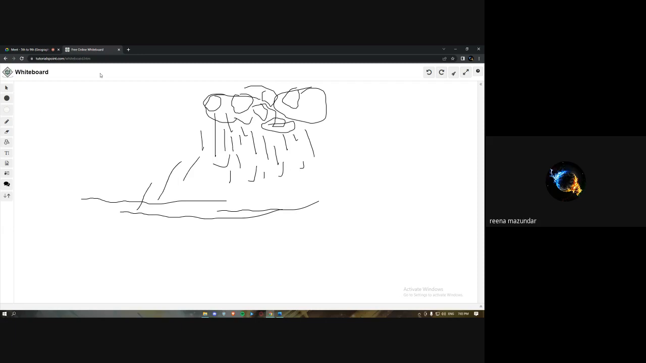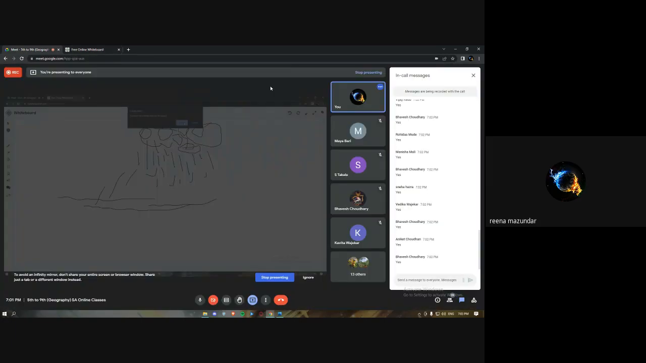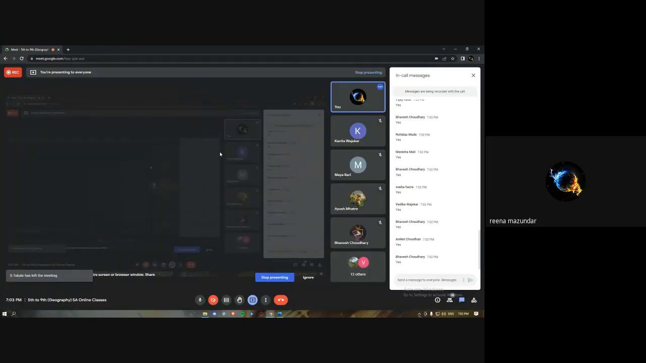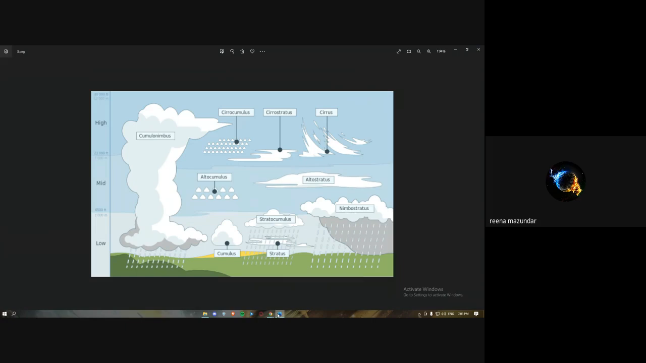Now I will go with my lecture. I will show you the picture over there. Now here on my screen, you can see the different types of clouds are given. See the very heavy one. All are bringing rain, isn't it? So the lower rainfall, then the mid and very high. So in this way, different types of clouds are there which bring rainfall.